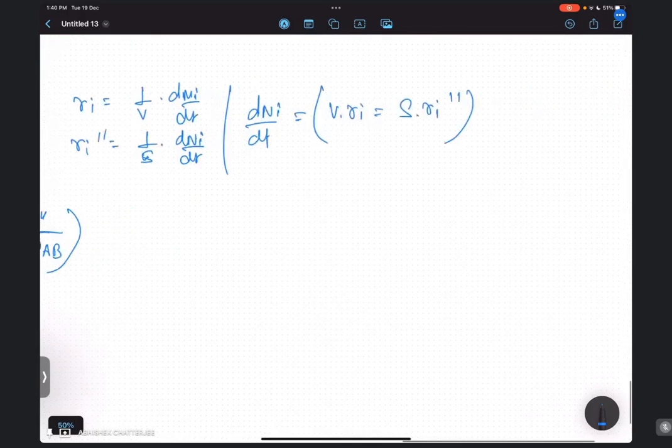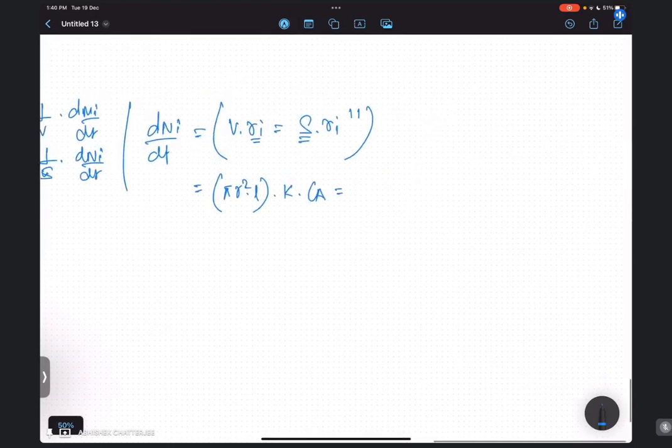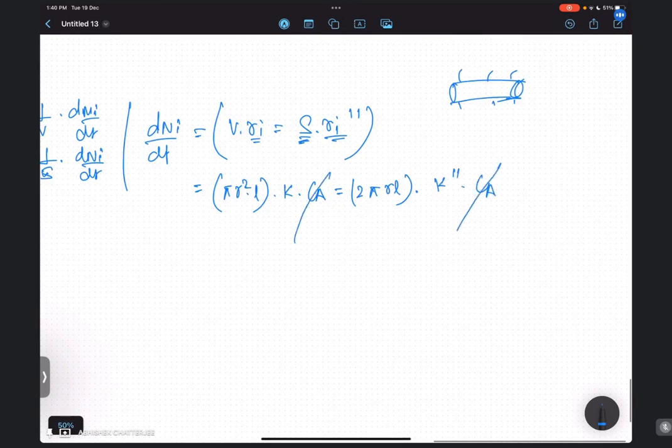What is your volume of the cylindrical pore? The volume of the cylindrical pore is pi r square into l. This ri you can write as k into CA. What is the surface area of this cylindrical pore? Remember, we are considering surface reaction, so this will be the curved surface area. It will be 2 pi r l, isn't it? And this ri double dash is k double dash into CA. So CA cancels out, this pi cancels out, l cancels out.